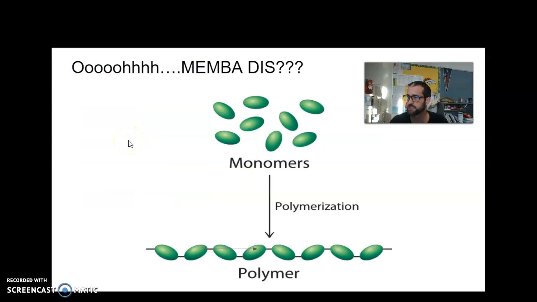Ooh, remember this? Okay, this is some science lingo that's going to make your life easier, I promise. Monomers, think of those as like one, the word mono. If you've heard mano a mano for basketball, one-on-one. So monomers are like individual building blocks. Polymers means many. So if you take monomers, string them together with bonds, you make a polymer. That process is called polymerization.